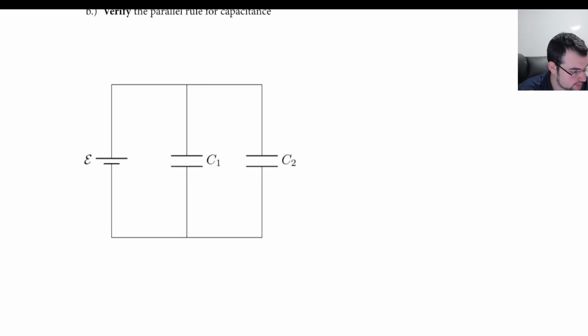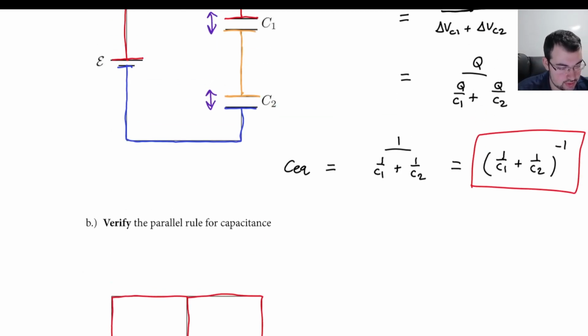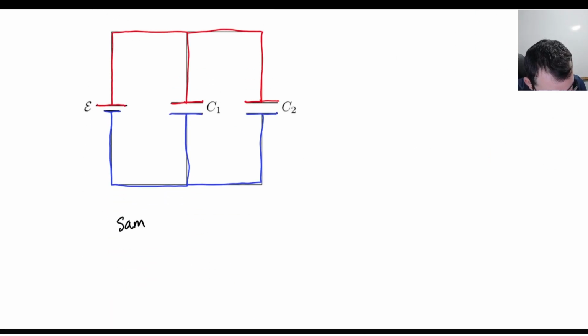What about parallel? Well, given that the parallel formula is a lot simpler, we can guess it probably takes one or two less lines. So remember, in parallel, you don't have the same Q, because different capacitances are going to pull more Q or less Q from the battery to establish the same potential difference, right? It's going from red to blue. So this one had the same Q. This system has the same delta V.